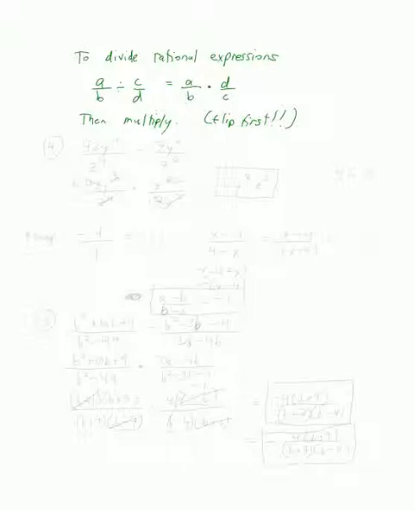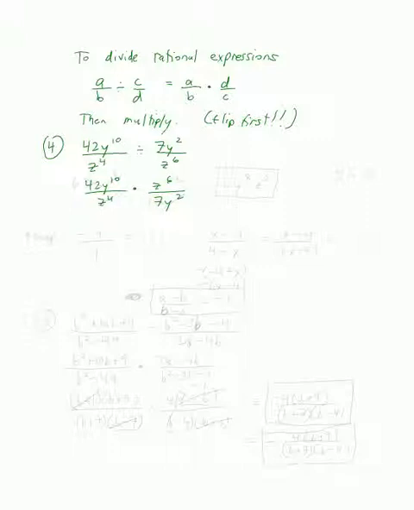Alright, let's do a division problem. We'll start off with an easy one and then do a harder one. 42y to the 10th over z to the 4th divided by 7y squared over z to the 6th. Okay, so remember what we said. Because it's division, you have to flip the second one. The first one stays the same. So we're going to multiply z to the 6th over 7y squared.